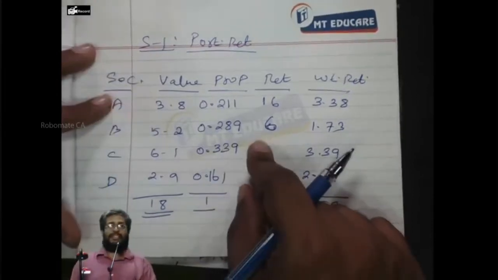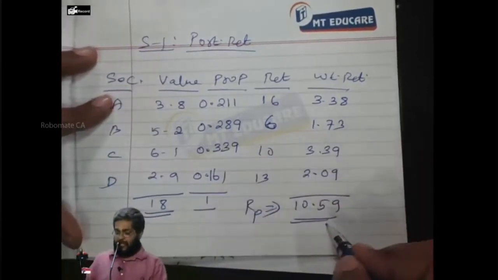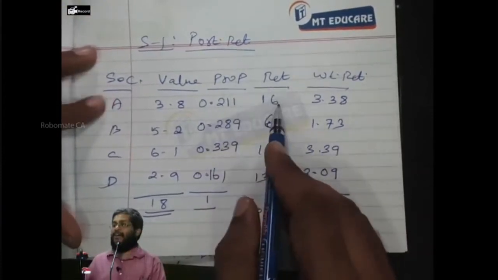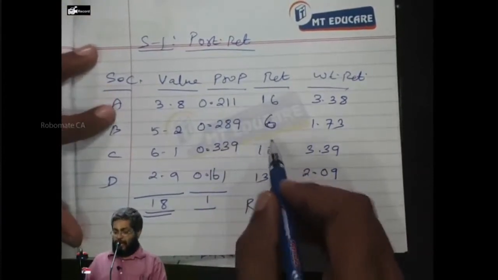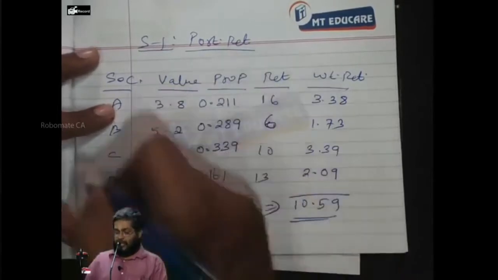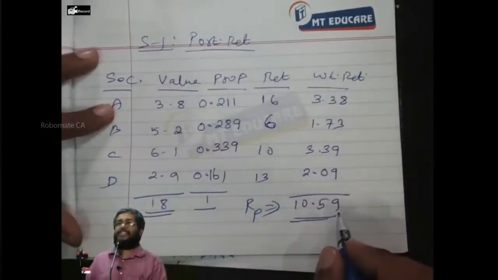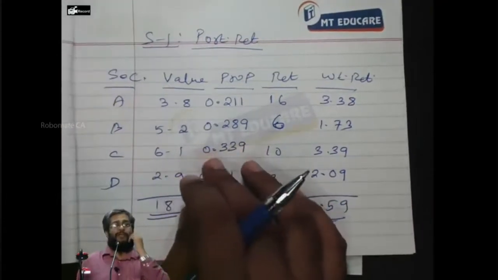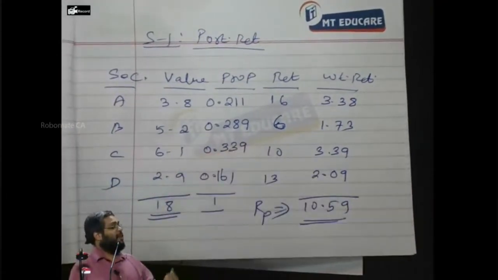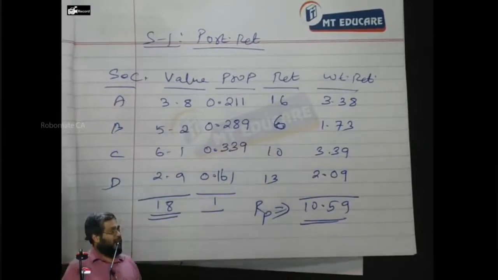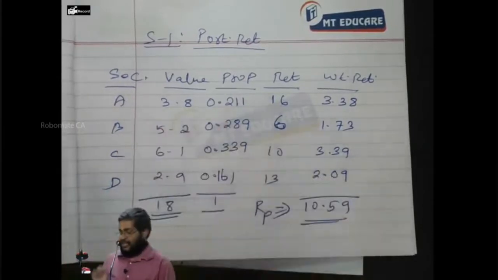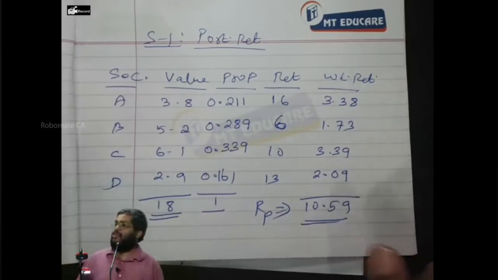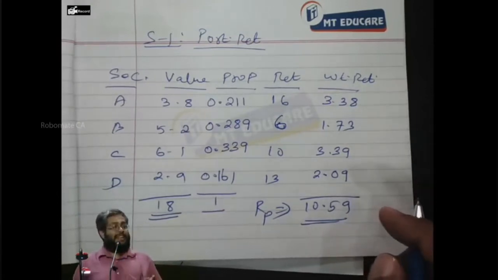This portfolio is expected to give a return of how much percent? 10.59. To put it simply, if I invest the full money in A, I earn how much? 16. Full money in B, 6 and so on. In this proportion when I invested, the expected return is 10.59. This is what I believe the portfolio is likely to give me. Are you following what I am saying? Now, next. Is this return 100% sure or unsure?